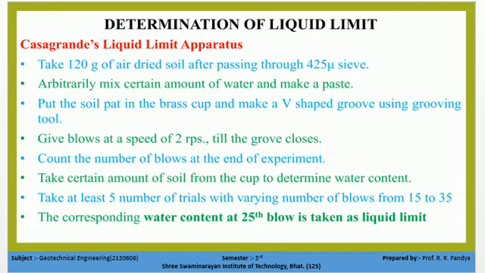Now, take a certain amount of soil from the cup to determine the water content using the oven dry method. Take at least 5 trials with varying numbers of blows from 15 to 35. The corresponding water content at the 25th blow is taken as the liquid limit. To determine this 25th blow, we have to make a graph.